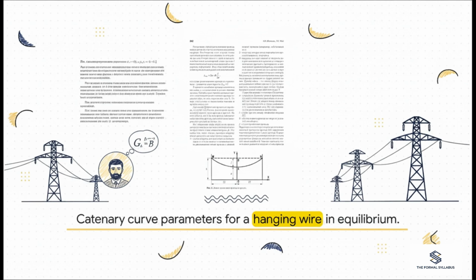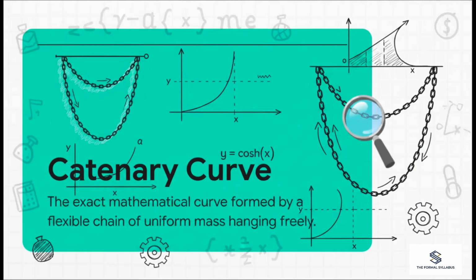It's actually a really classic problem, one that challenged early mathematical giants way back in the 17th century. Fun fact, Galileo actually studied this shape and mistakenly guessed that the curve was a parabola. Hey, even geniuses get it wrong sometimes. But a flexible chain of uniform mass hanging freely actually forms what we call a catenary curve. Mathematically, that's described as a hyperbolic cosine function.